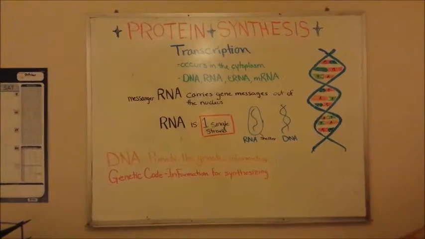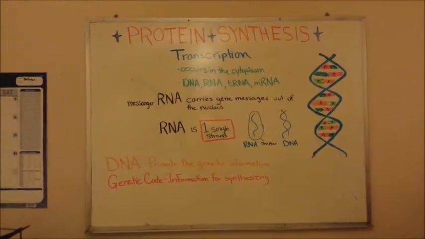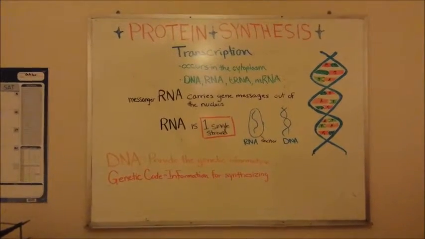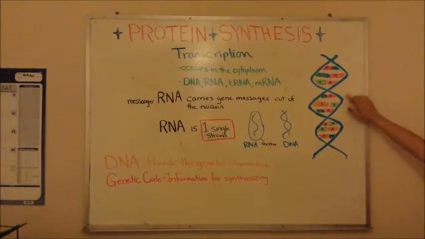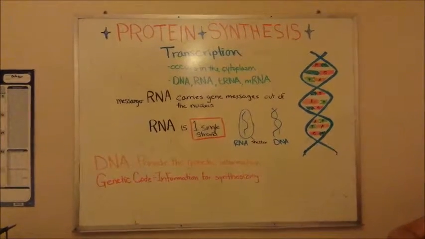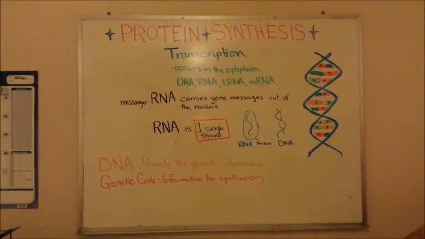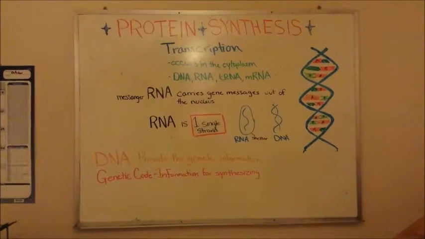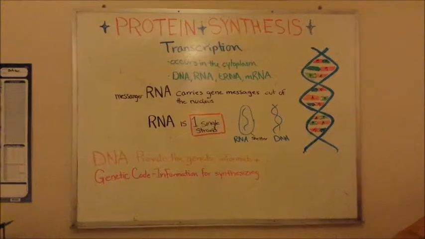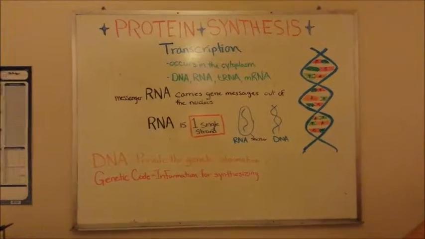There's your DNA, which provides the genetic information, and it basically decides how things are going to happen. There's also the genetic code, which is this kind of thing right here, and that's the information for synthesizing. So I know you guys do know a little bit about cellular reproduction, and this is a little bit different and a little bit more in depth.